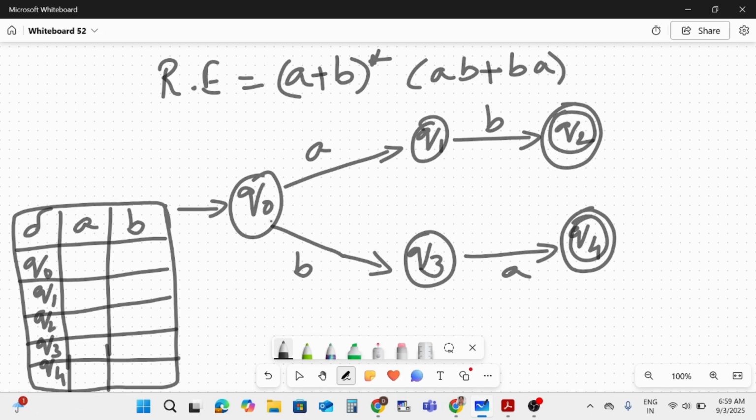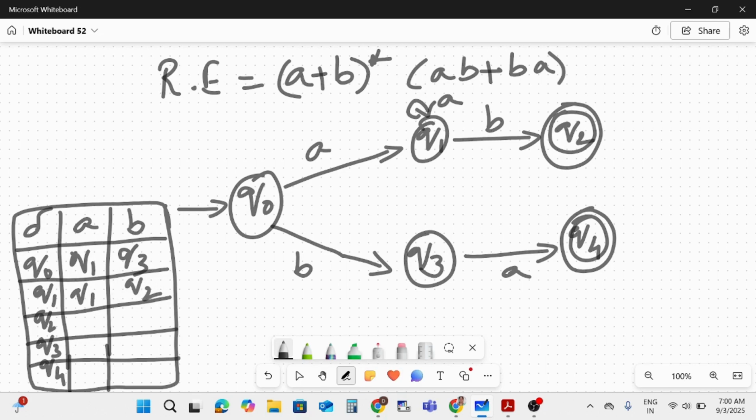So from q0, with input a, you go to the state q1. Similarly, q0 with b goes to q3. Now q1 with a, we have to decide where it has to go. We can loop it here only, because anyhow it is going to be ending with ab only. So q1 with a goes to q1 only. Similarly, q1 with b goes to q2.